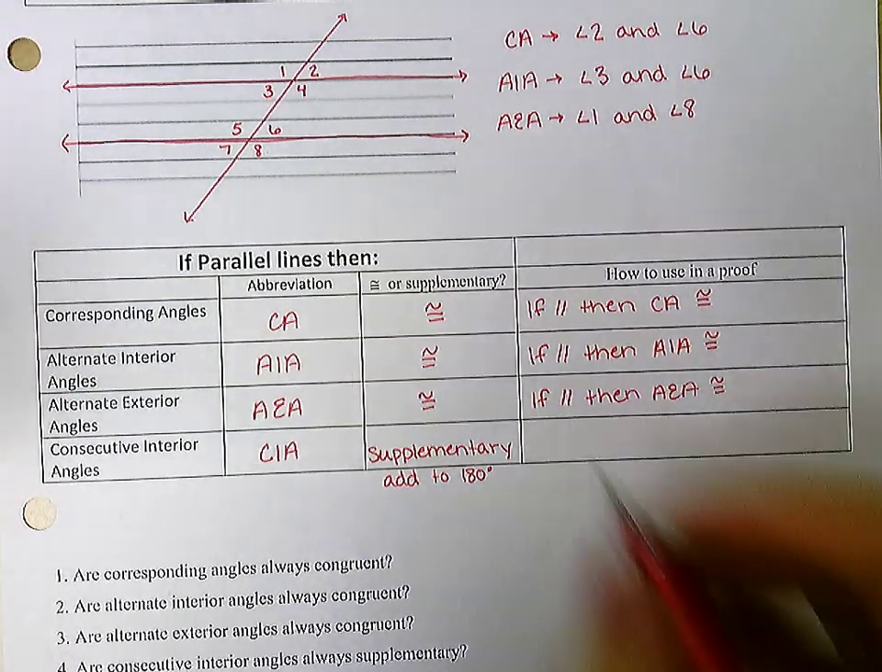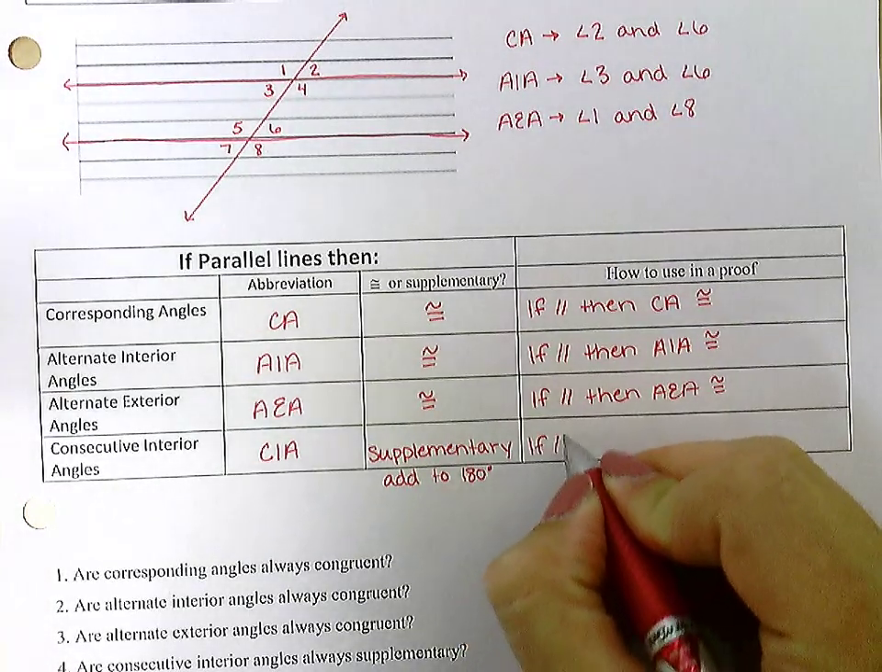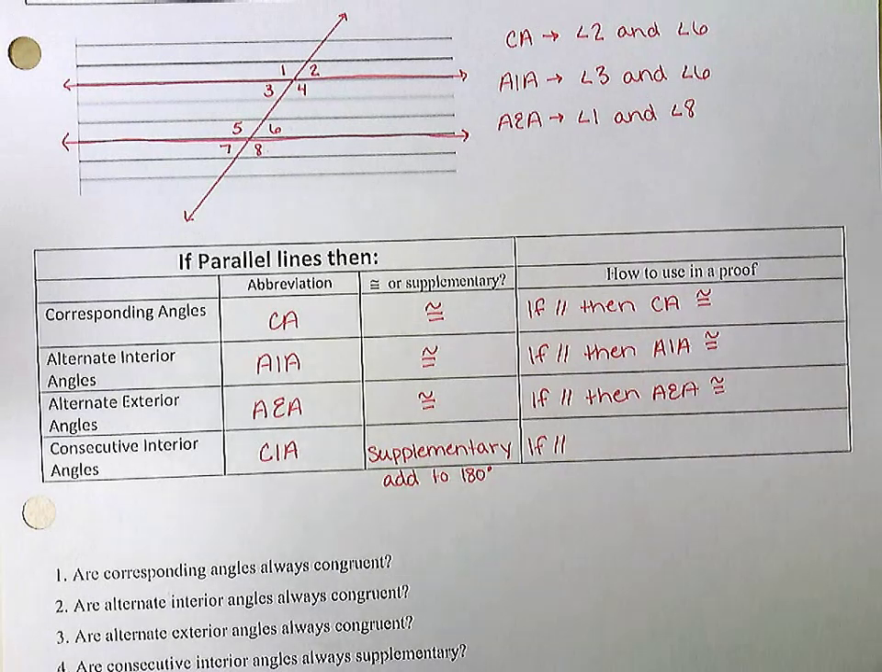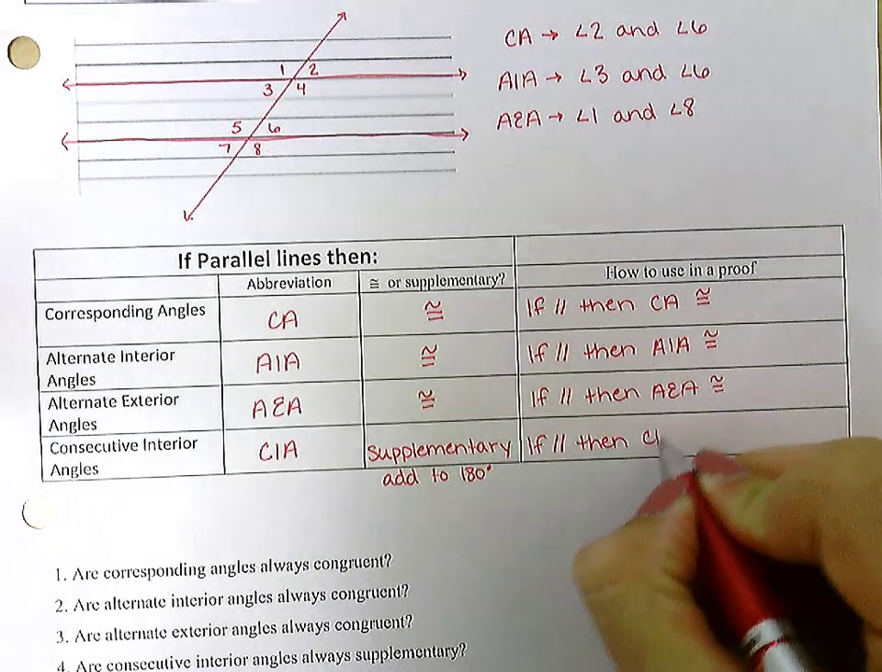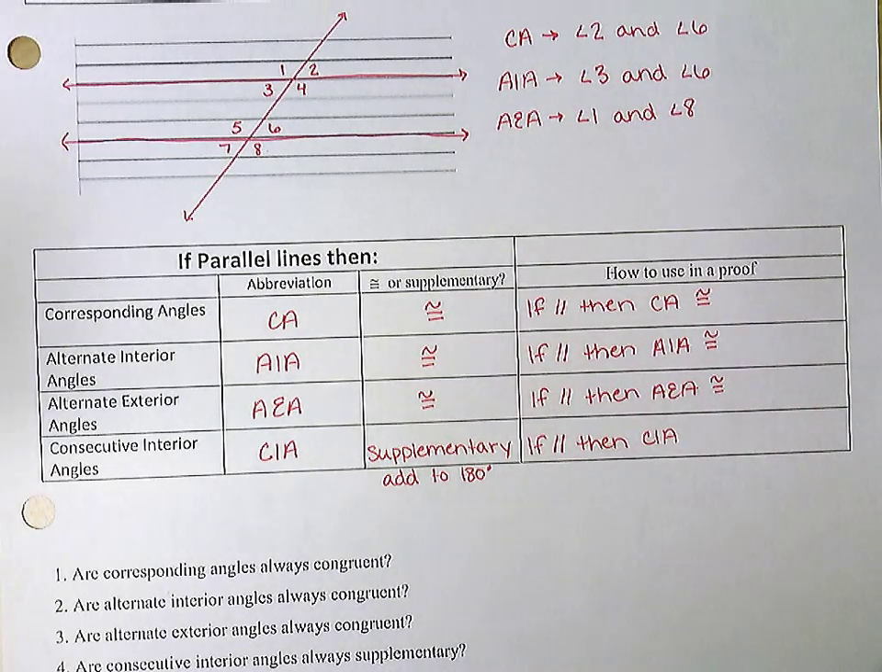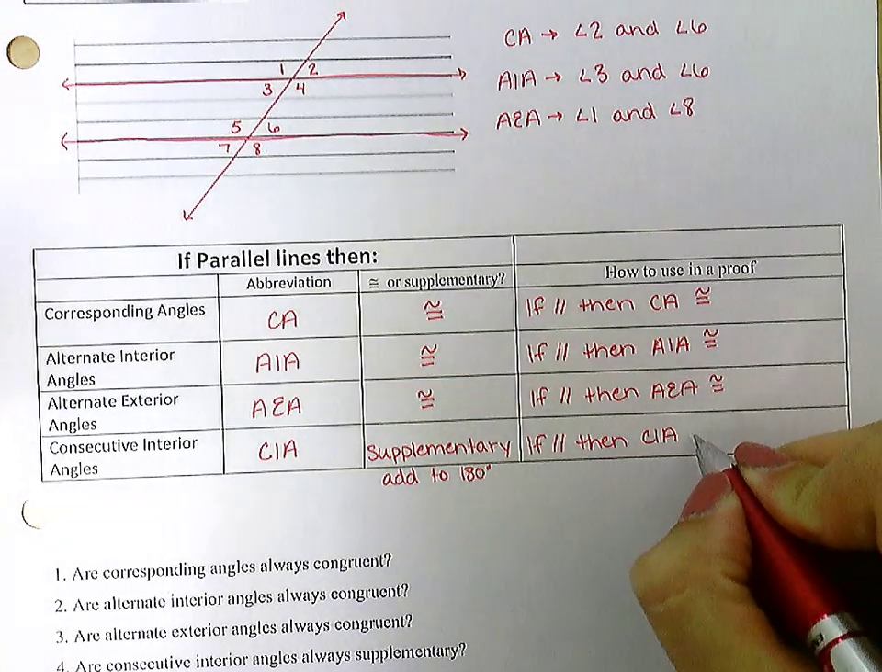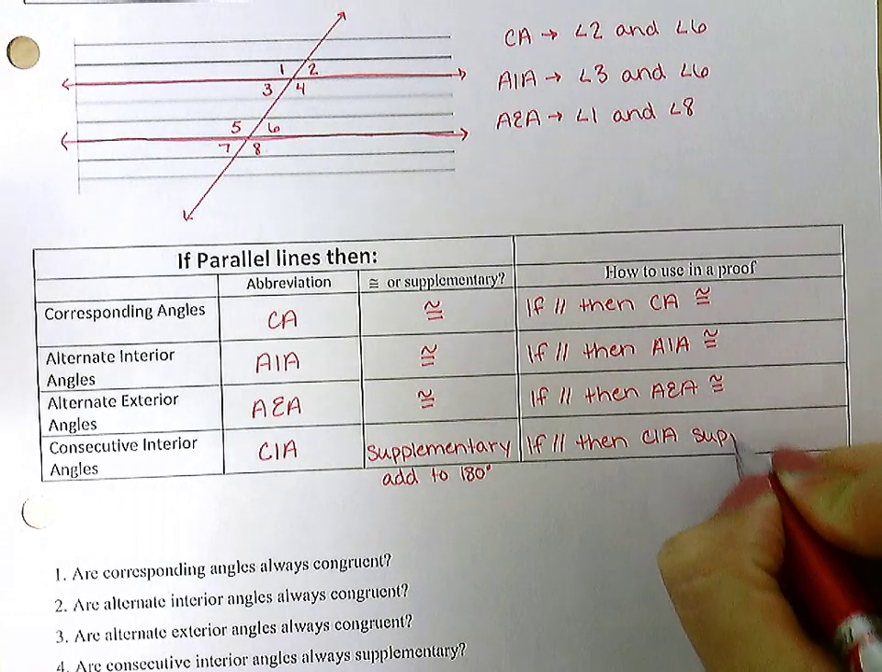So in a proof, again, we can write if parallel, because we have to have parallel lines for these to be true, then our consecutive interior angles are supplementary.